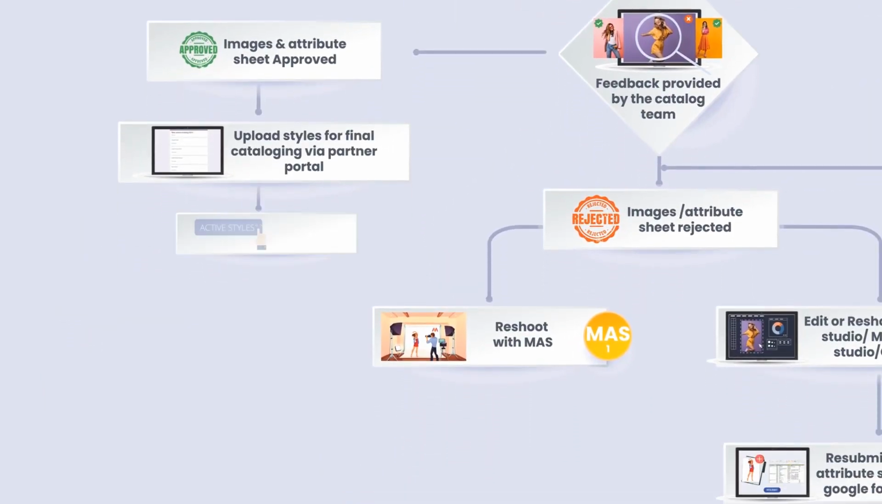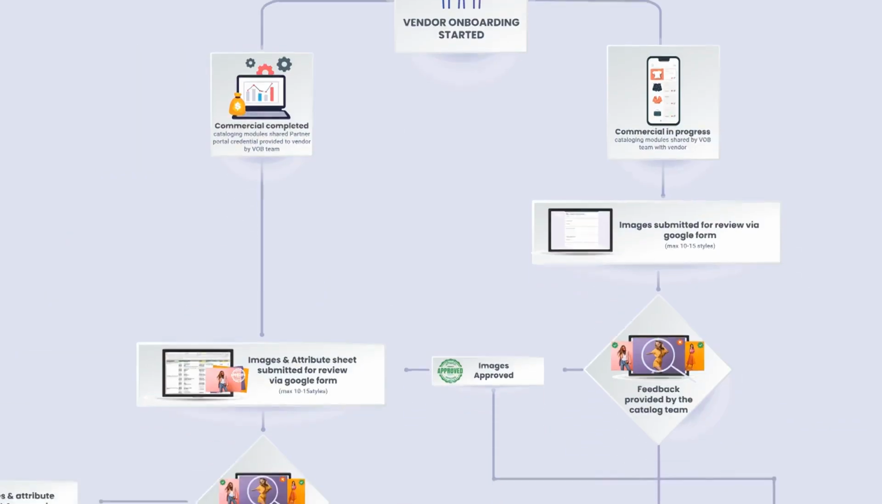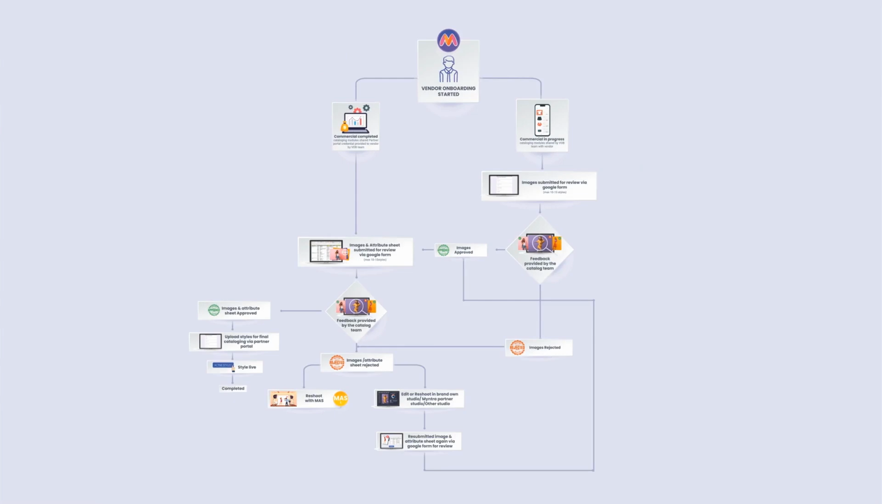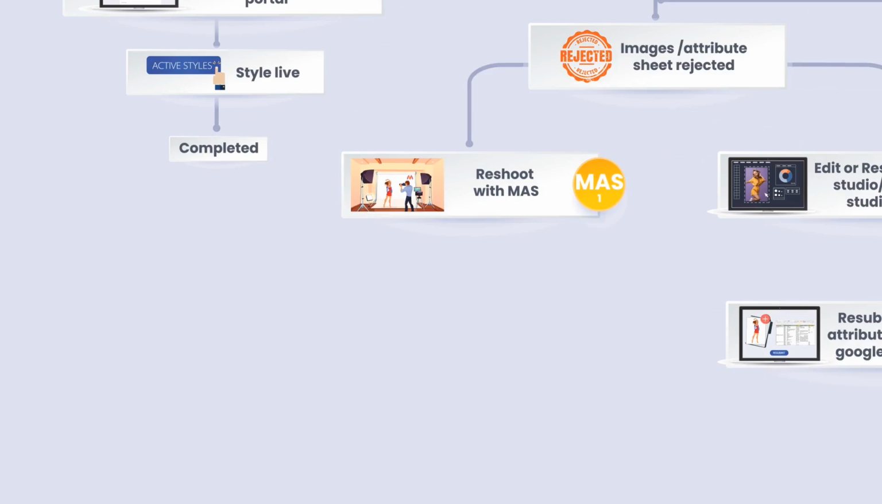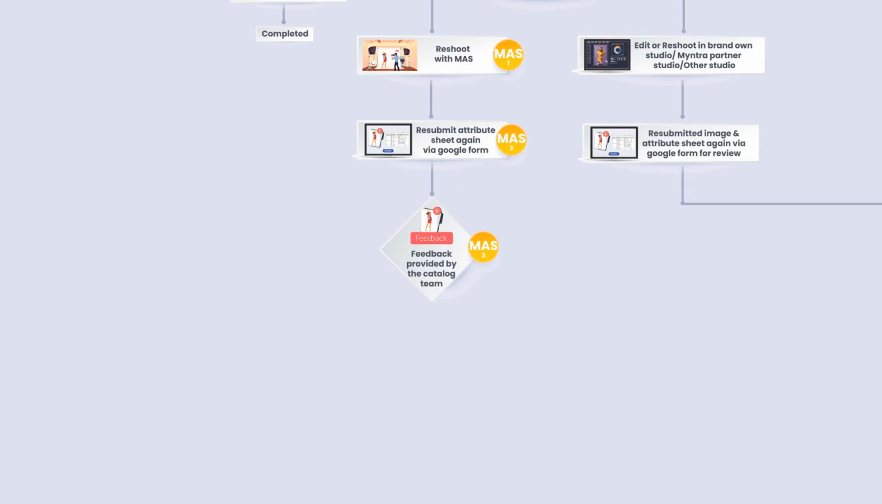Now, if the commercial is already done and you have got the Partner Portal credential, then you can submit the attribute sheet and cataloging images via Google form at a go and follow the same procedure as mentioned previously for the approval. But hey, in case you are opting for MAS shoot, you have to take approval only for the attribute sheet since the images are going to be shot in the Myntra studio itself.